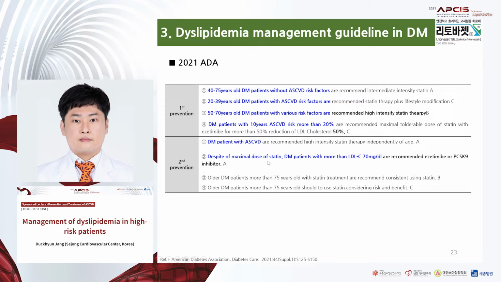Despite the maximal dose of statin, DM patients with LDL cholesterol more than 70 mg per deciliter are recommended ezetimibe or a PCSK9 inhibitor. Older DM patients more than 75 years old who are already on statin treatment are recommended to continue using statin. Older DM patients more than 75 years old should use statin considering risk and benefit.